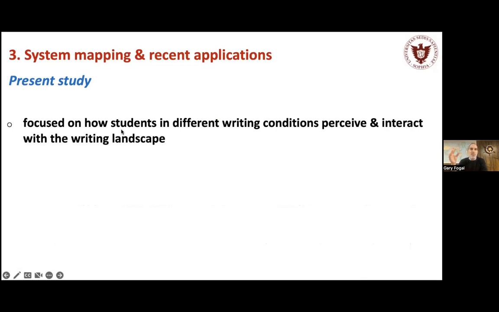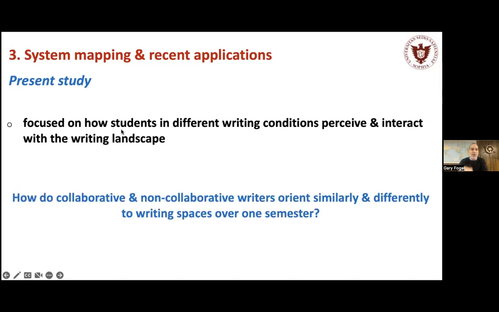And this notion of perception is particularly important because we know from previous research that writers' perceptions of their writing spaces can impact writing development. And so I was curious about different perspectives based on these different writing conditions. The primary research question driving this study, up on the screen: how do collaborative and non-collaborative writers orient similarly and differently to writing spaces over one semester?